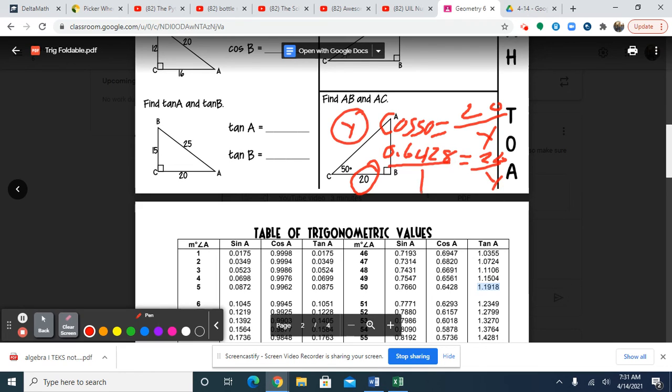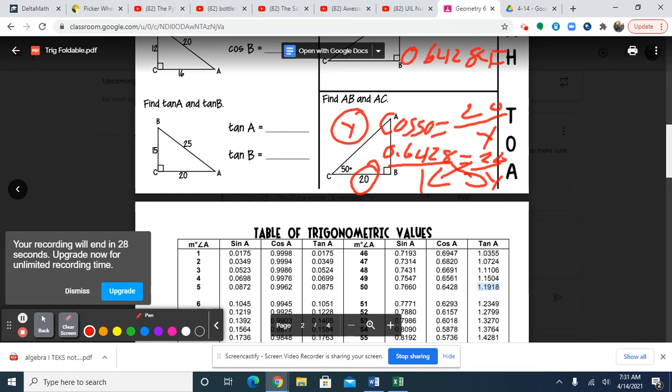So what we actually need to do here is cross multiply. And I'm going to go ahead and write it up here. We're going to have 0.6428 times y is equal to 20. So what we're going to do is divide both sides by 0.6428. So the answer is 20 divided by 0.6428, which is equal to 30.8.